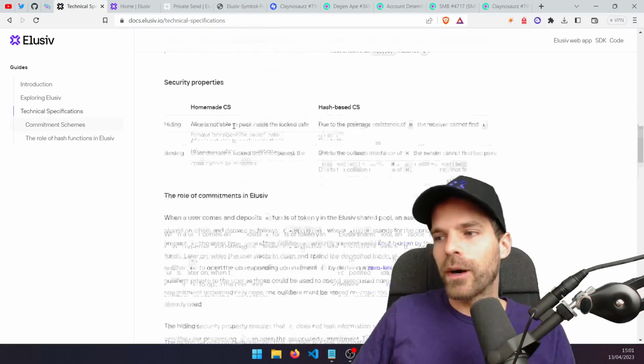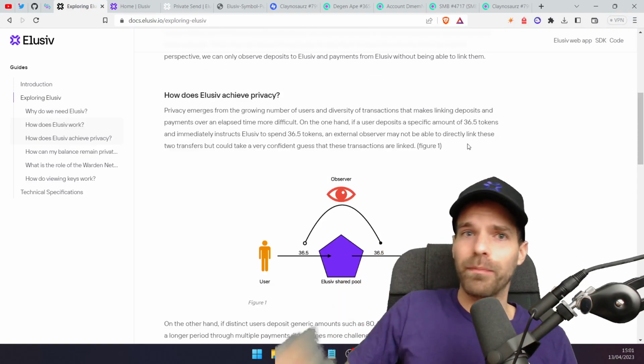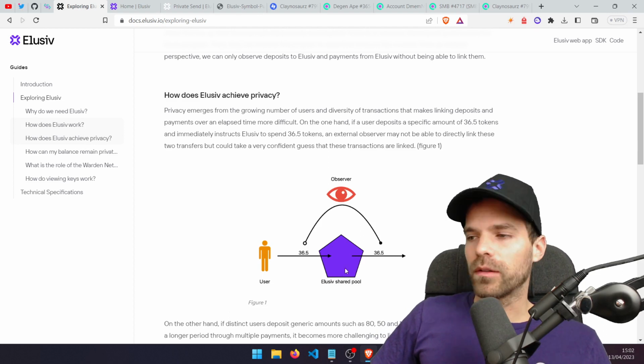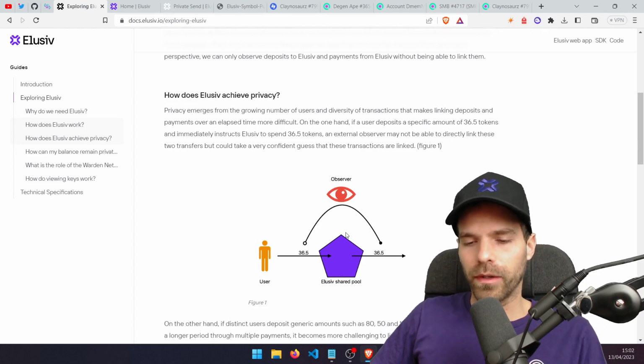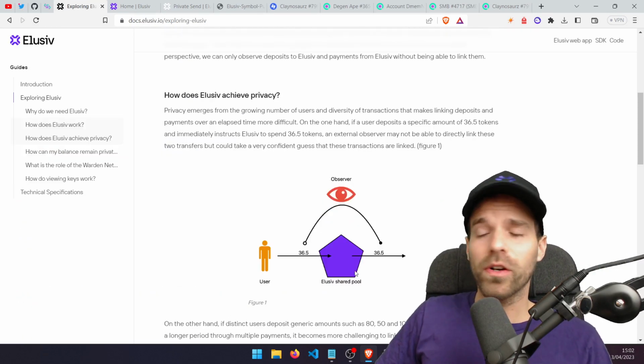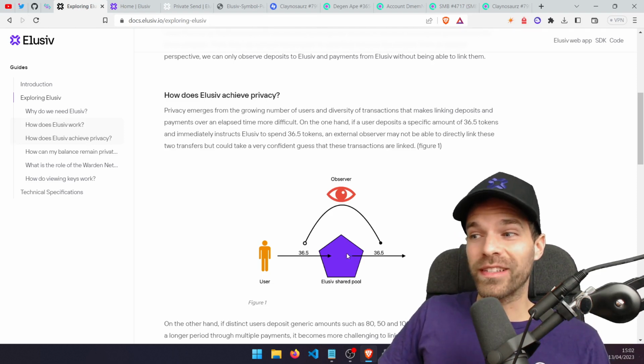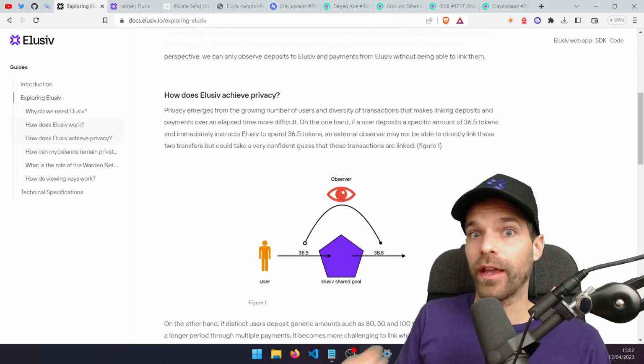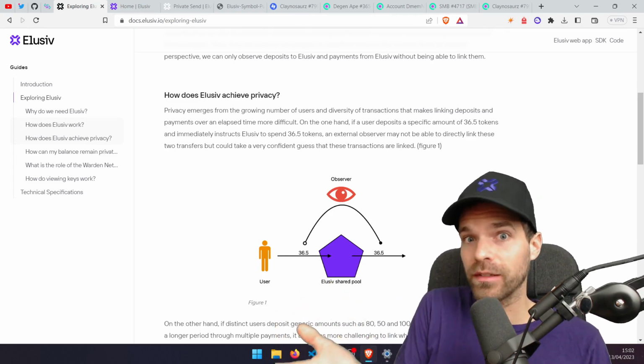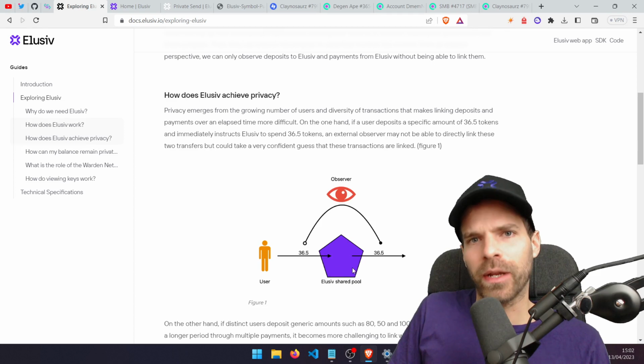Okay, one sentence about it. We can imagine Elusiv as this black box, or purple pentagon. So black box, aka purple pentagon. What we send in and what is sent out can be observed. That's the public stuff that we can see on the blockchain. Just what happens in there we can't see.